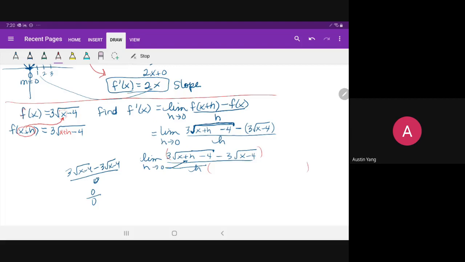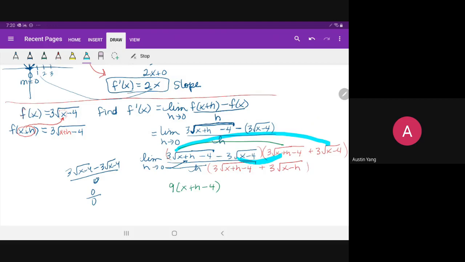So let's try 3 radical X plus H minus 4 plus 3 radical X minus 4, and we're going to do the same thing in the denominator, which looks like a big old nightmare, but it doesn't turn out too bad. This times this will be 9. And then that radical times the radical is just the same thing, but in parentheses. I'm going to show you in blue, the outer and the inner. Outer and inner are the same, but opposite, so that's 0. That's a difference of squares.